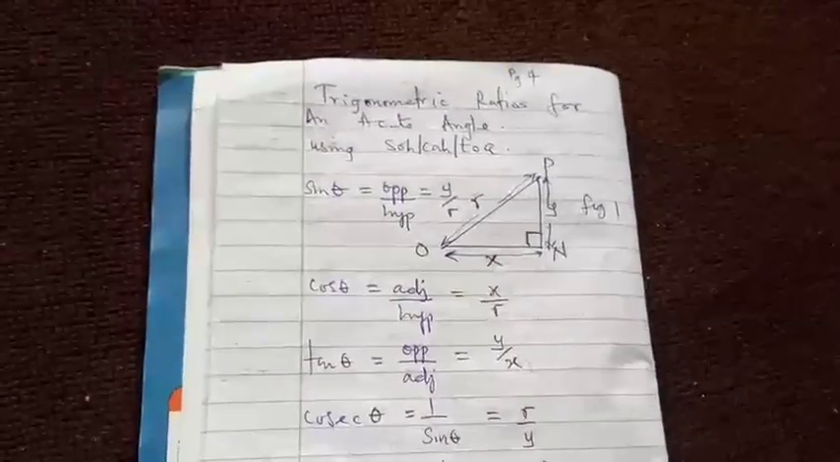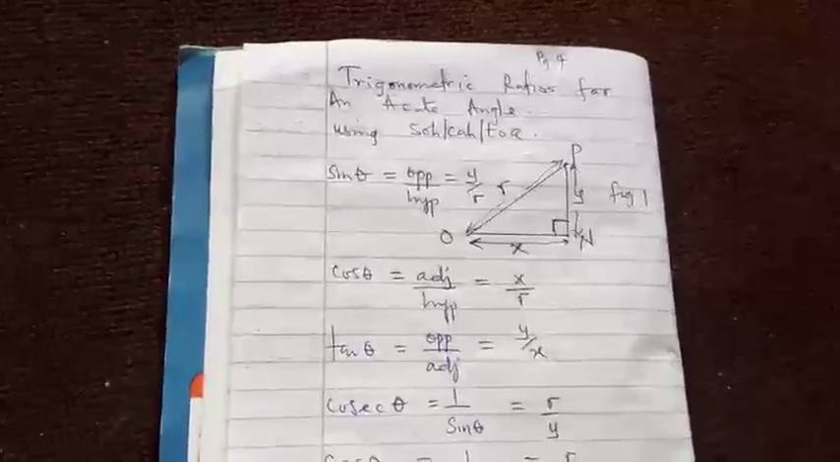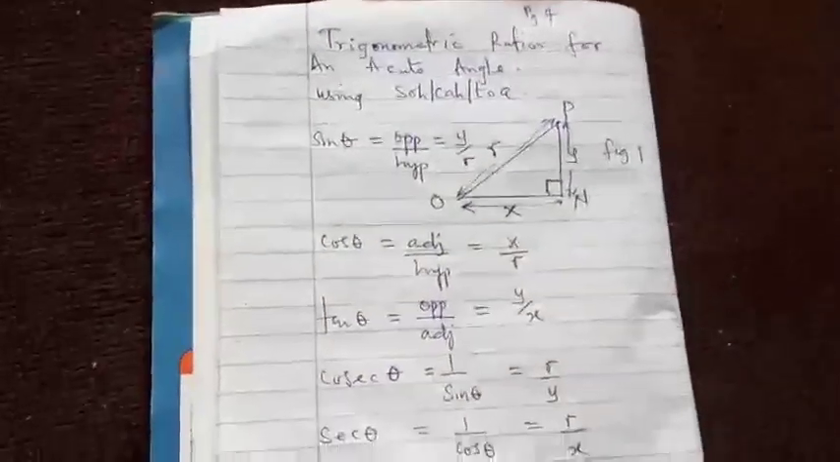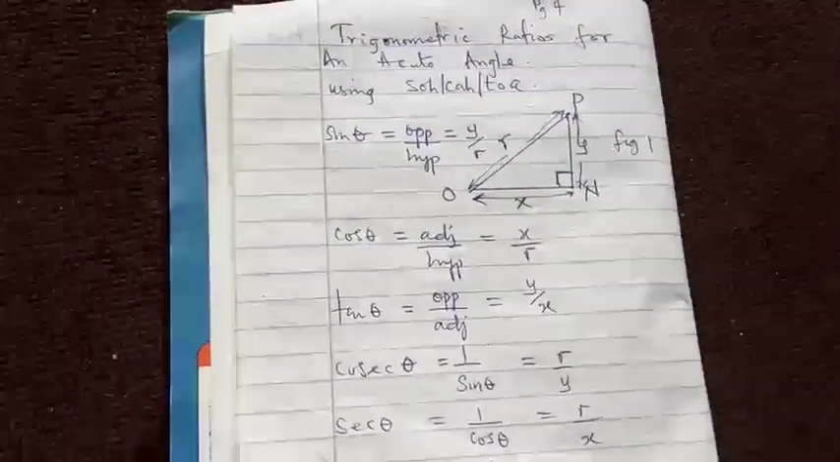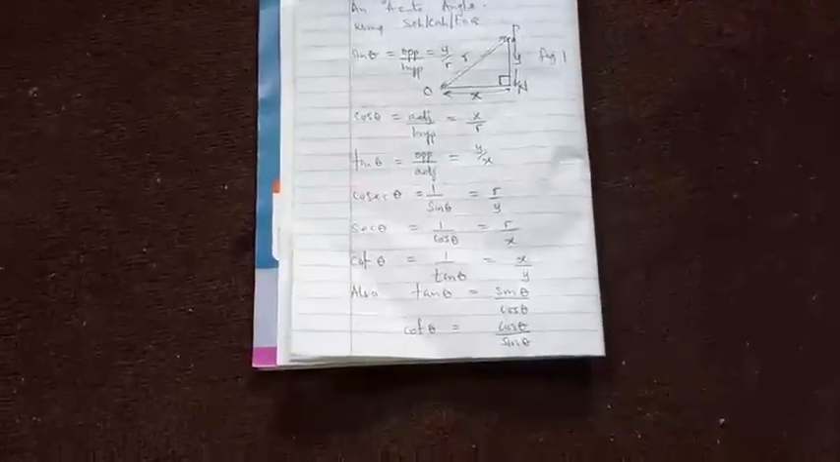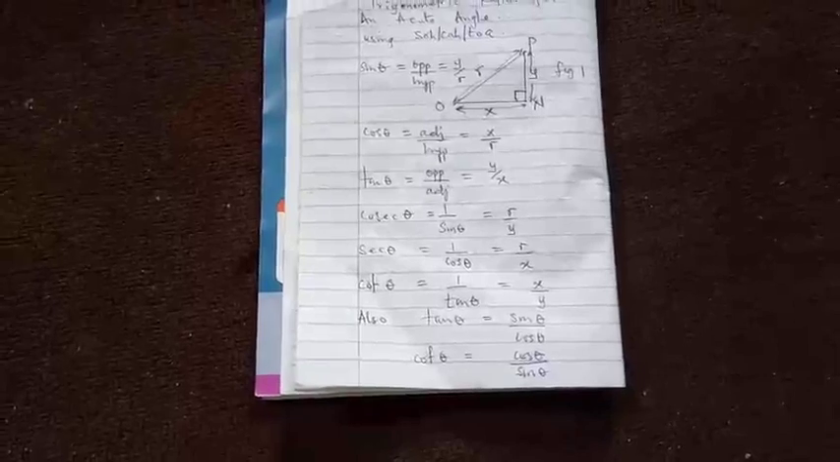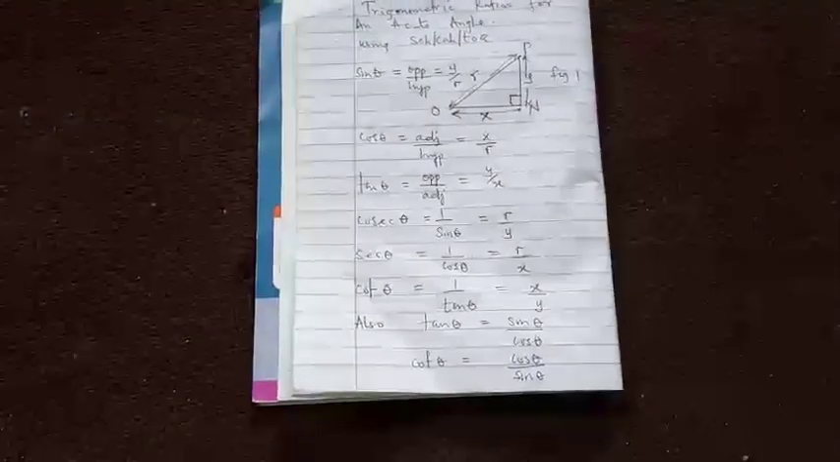Now, if ON is x, PN is y, and OP is r, using SOHCAHTOA, sin theta is opposite over hypotenuse, which is y over r. Cos theta is adjacent over hypotenuse, which is x over r, and tan theta is opposite over adjacent, which gives y over x. Cosec theta is 1 over sin theta, which is r over y. Sec theta is 1 over cos theta, which is r over x. Cot theta is 1 over tan theta, which is x over y.